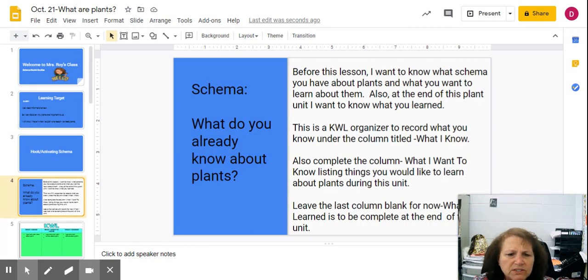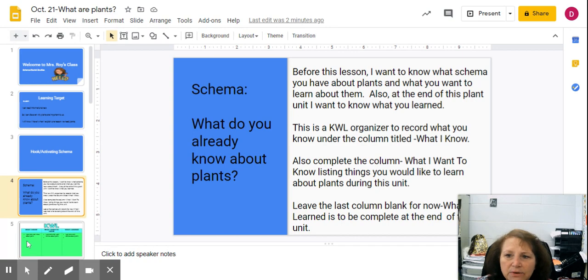Your schema: what do you already know about plants? You see plants every day. Walking into school, you see plants. Before this lesson, I want to know what schema you have about plants and what you want to learn about them. Also, at the end of this plant unit, I want to know what you learned.